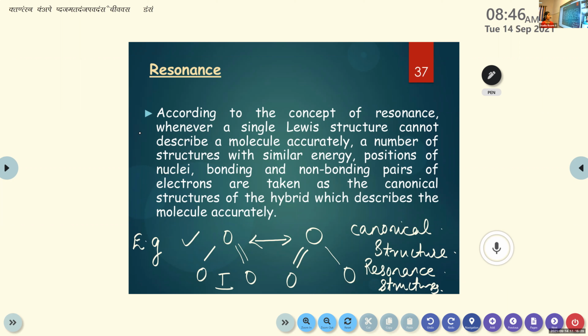Resonance. According to the concept of resonance, whenever a single Lewis structure cannot describe a molecule accurately, a number of structures with similar energy, positions of nuclei, bonding and non-bonding pairs of electrons are taken as the canonical structures of the hybrid, which describes the molecule accurately.